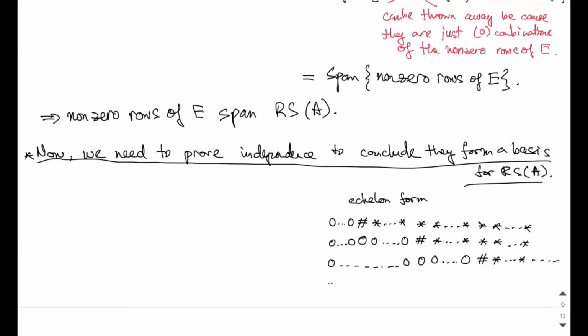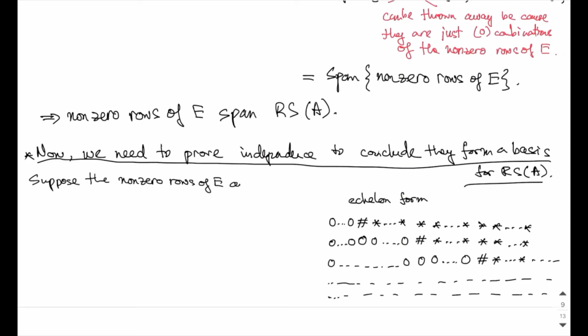And you will have a bunch of other rows, right? You will never know how many non-zero rows you're going to have. So suppose the non-zero rows of E are denoted as E1, E2, dot, dot, dot, and suppose we have k rows. Then we consider the dependency equation of this one.